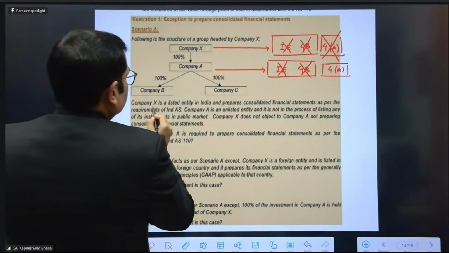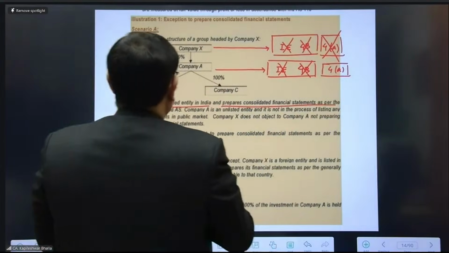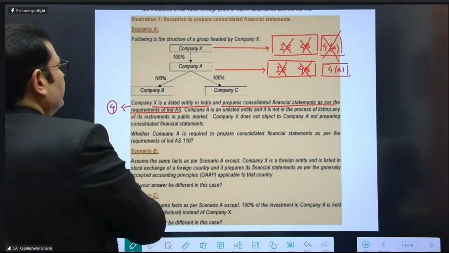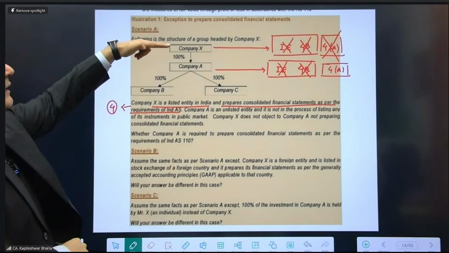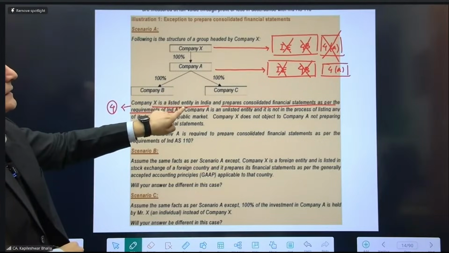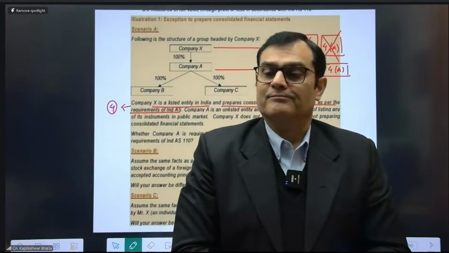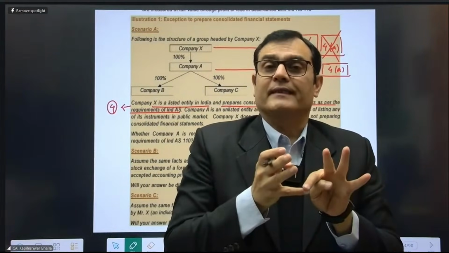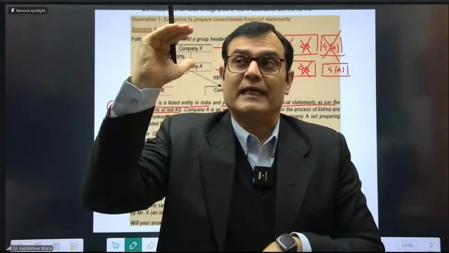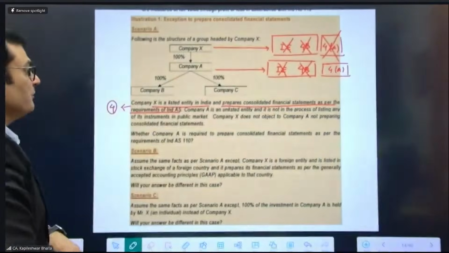It says company X is a listed company in India and prepares consolidated financial statements as per the requirements of Ind AS. Does it fulfill the 4th condition? The ultimate parent is presenting a console for public use because it is listed and as per Ind AS. Is my 4th condition met? Yes, the ultimate or the intermediate parent is presenting financials as per Ind AS for public use, so the 4th condition is met.